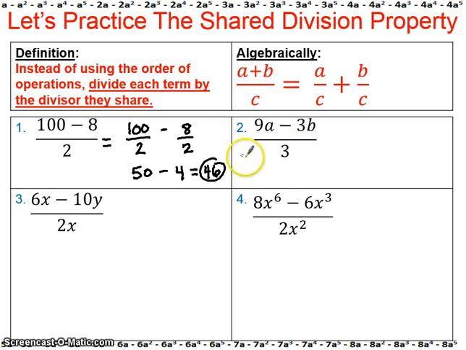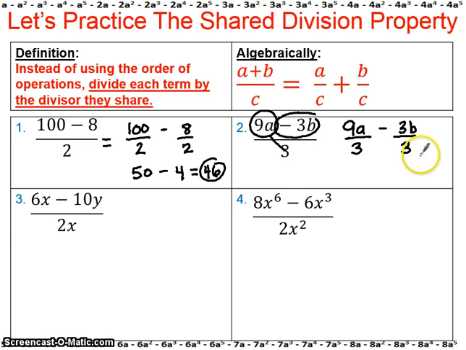Now, we can do the same thing for an algebraic expression. We will still take the first term, which is 9a, and divide it by the factor, which is 3. Okay, see how we did that? And then we'll take the second term, which is negative 3b, and divide it by 3 as well. So we'll have negative 3b divided by 3.